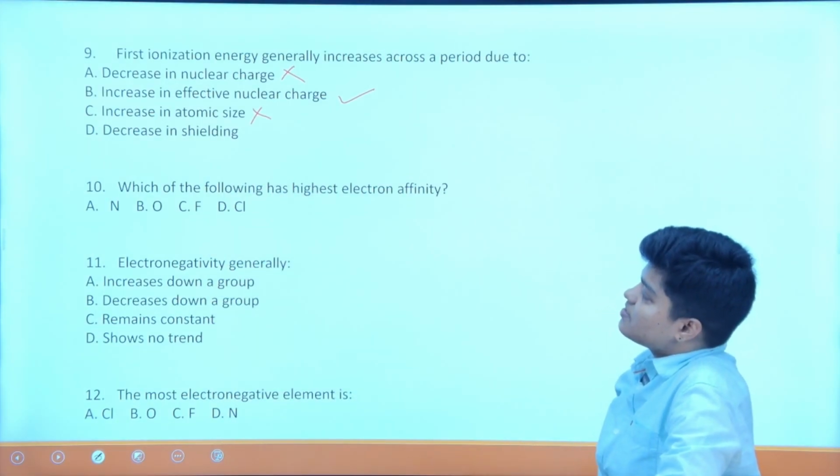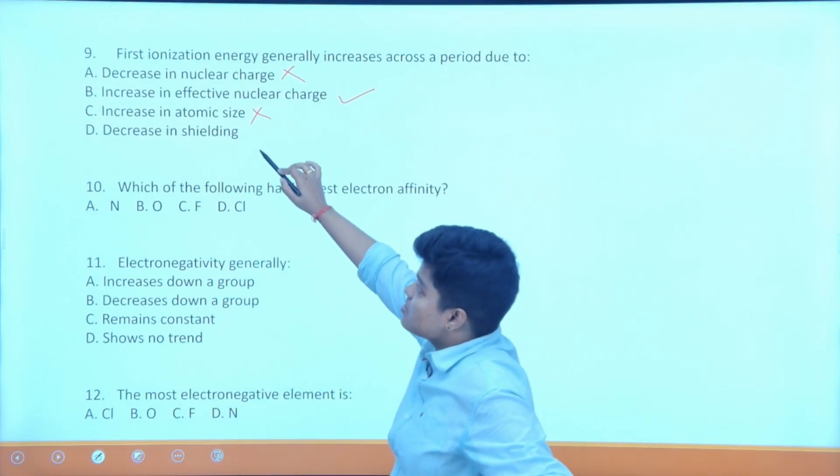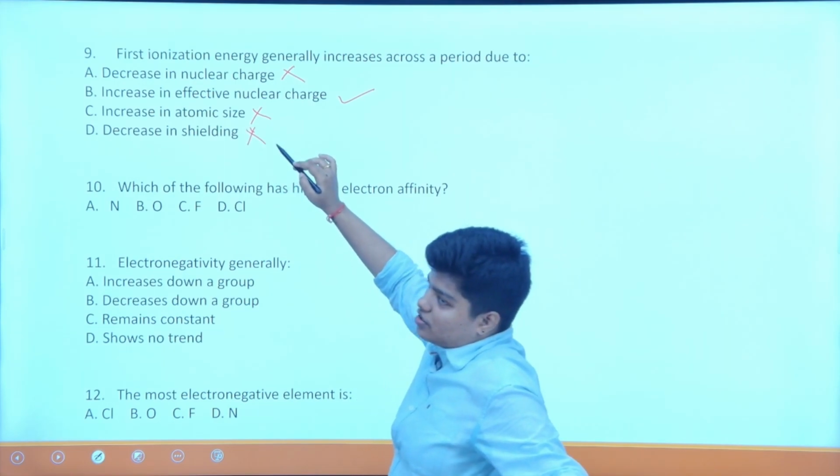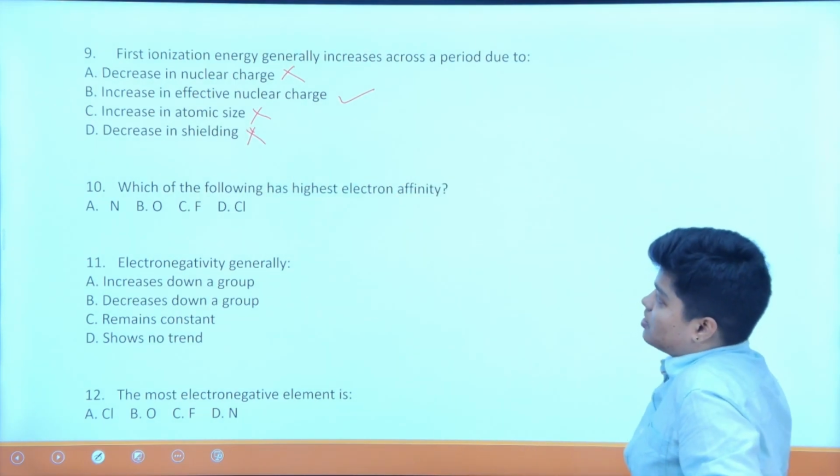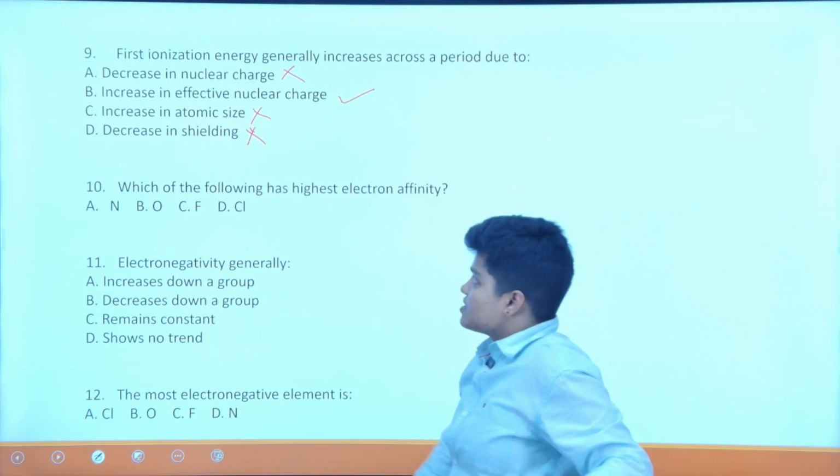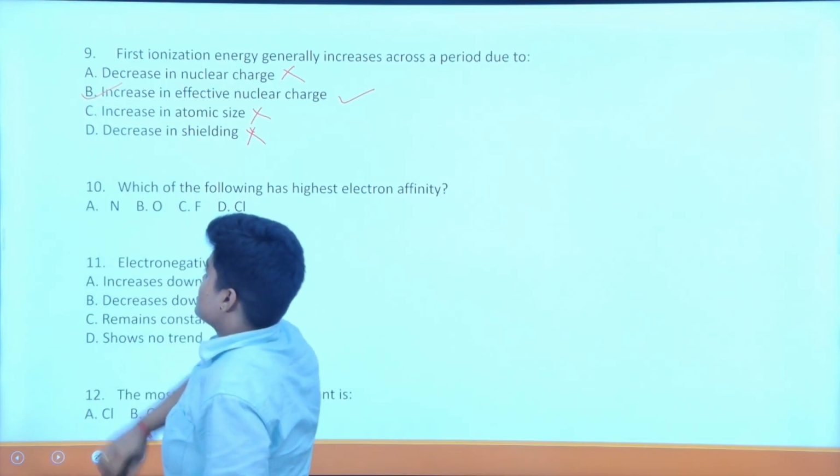Decrease in shielding? No. Increasing shielding? No, because the outermost electron is only increasing by one, and the shielding is not increasing significantly. The correct option will be increase in effective nuclear charge.